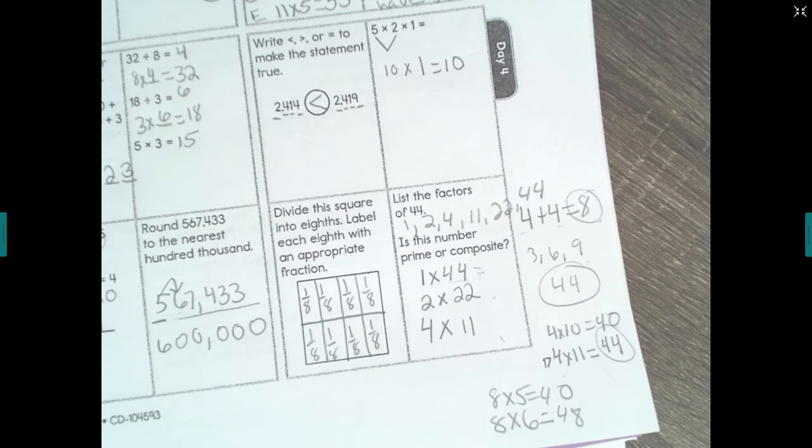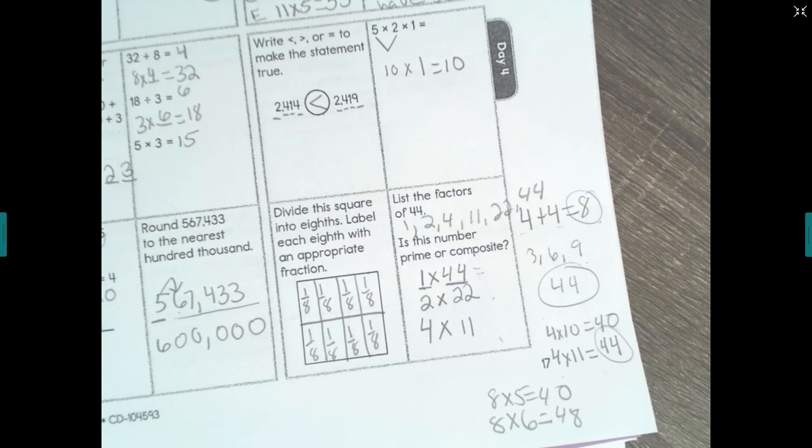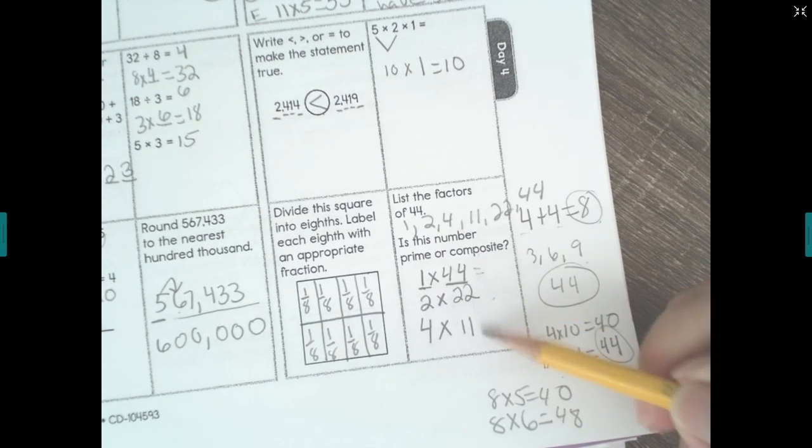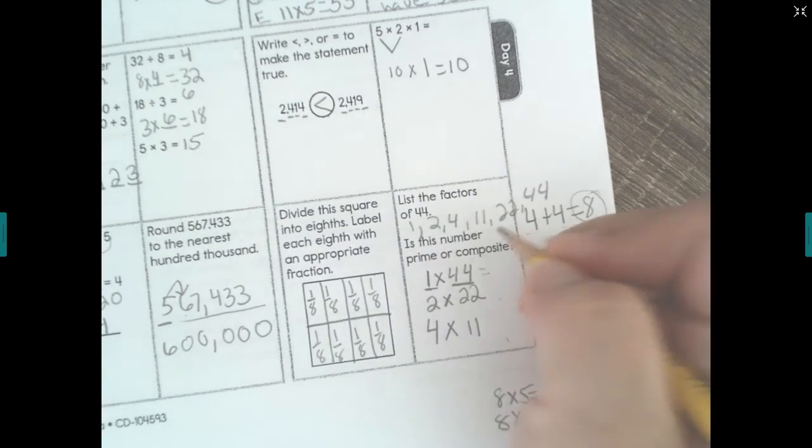So is this number prime or composite? Remember, a prime number only has 2 factors, one and itself. Obviously, 44 has more than 2 factors. It has 6 factors. So that makes the number composite.